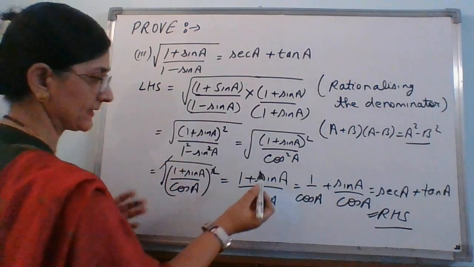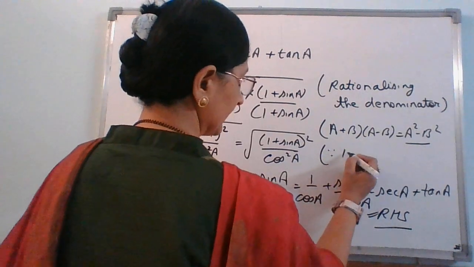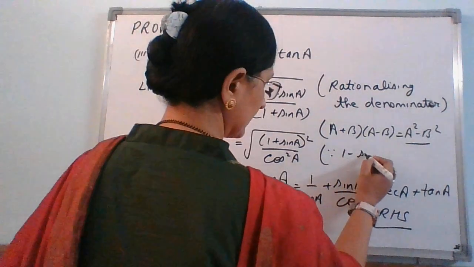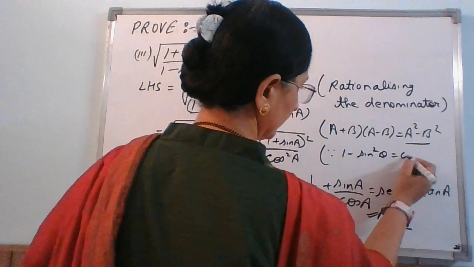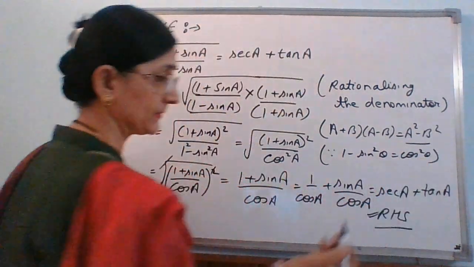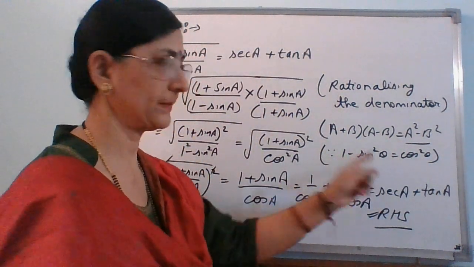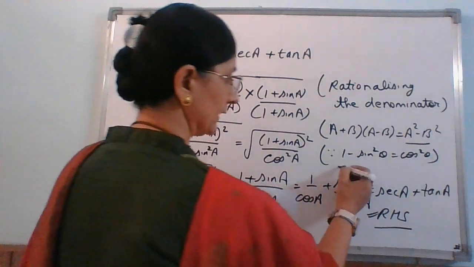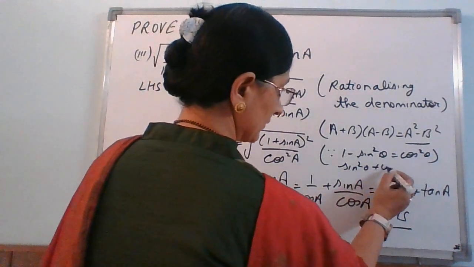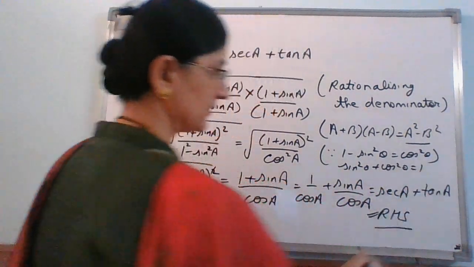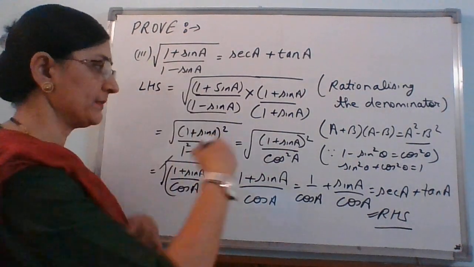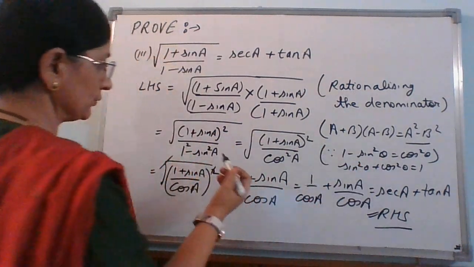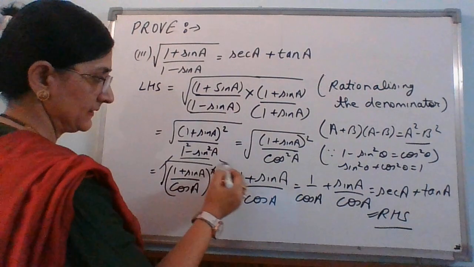1 minus sin square, that is an identity, and we have not written it there, because 1 minus sin square theta is equal to cos square theta. At the start we derived the identity: if you want cos square, write 1 minus sin square. Otherwise the identity is sin square theta plus cos square theta is equal to 1. So we have used this identity. You should mention in the bracket whatever you are using. So we made this from the identity.